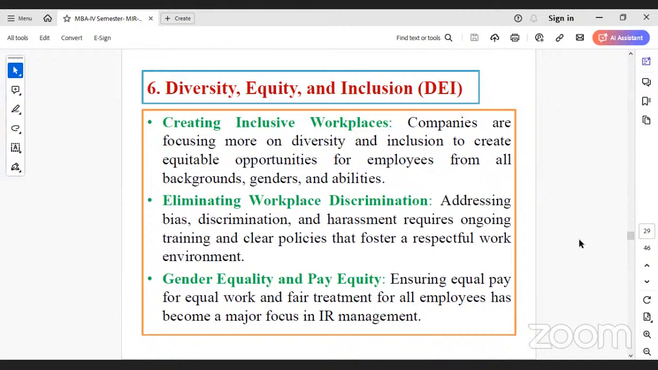So, what is creating an inclusive workplace? Companies are focusing more on diversity and inclusion to create equitable opportunities for employees from all backgrounds in terms of gender and abilities. So, as a company or organization, they have to follow this industrial character.